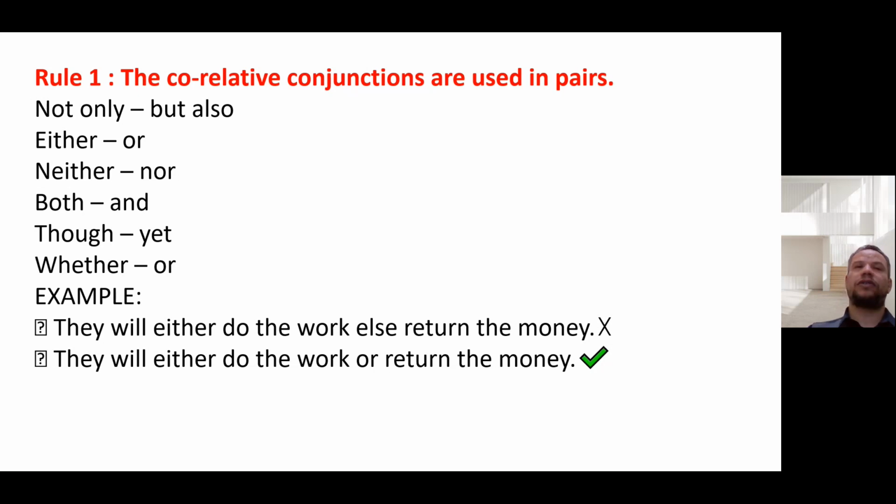I taught you that. Not only, but also. Either or, neither nor, and so on. They will either do the work, else return the money. Is it right? No. If you have either, you have or, not else. So the correct answer should be that they will either do the work or return the money. That's great, because exam questions will be like that, not in multiple choices, not choose the correct, no, choose the wrong sentence. It's better to know that.